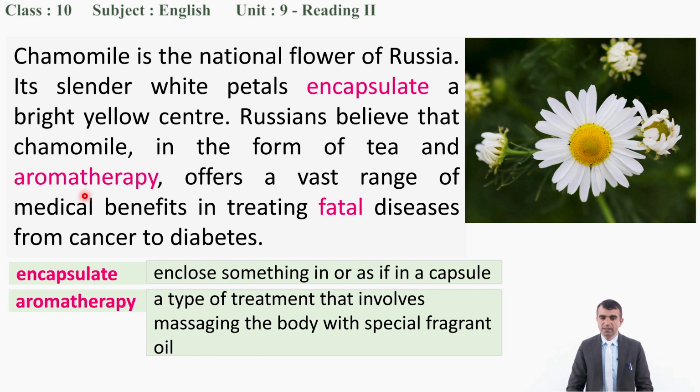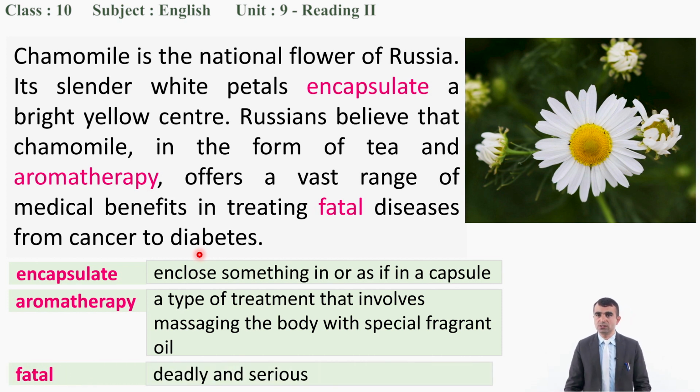Now, similarly, fatal disease. What does fatal mean? Treating fatal diseases from cancer to diabetes. Fatal means, well, as examples are given, you can easily guess. Cancer and diabetes are fatal diseases. That is, okay, fatal means deadly and serious disease. Okay. Well, are they good? Chamomile? Yes, they are good. For what purpose? Medical purpose as well, isn't it? Good. Okay. Well, next.